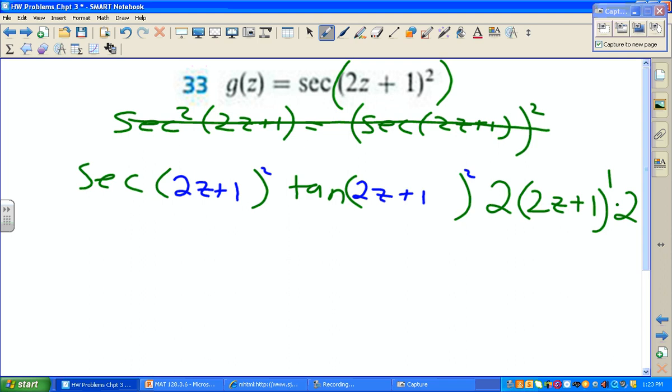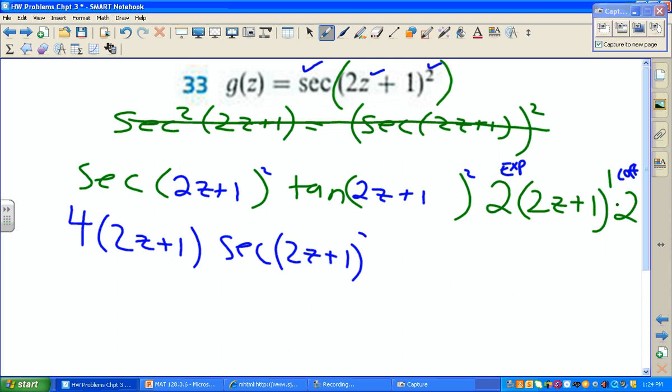The first two comes from the exponent, and this one comes from the coefficient of the variable. The derivative of 2z plus 1 is 2. So it's like 2 steps. Exactly, because there's an outside function of secant, then a squared, then a linear function 2z plus 1. There are 3 things to account for when we're taking the derivative. So, all in all, you can take the 4, put it out in front here with the 2z plus 1 times secant 2z plus 1 squared tangent 2z plus 1 squared.